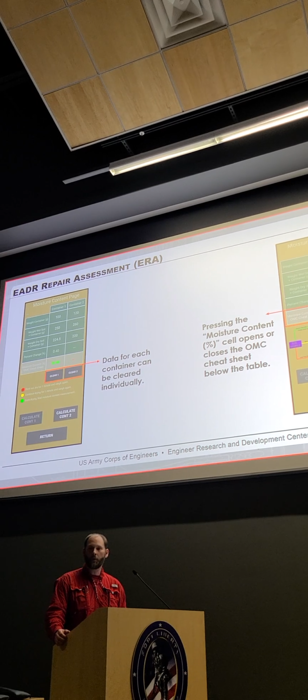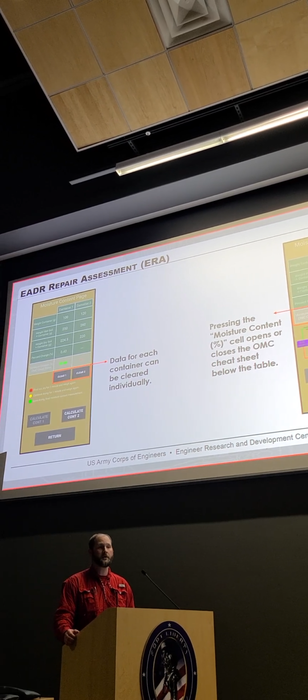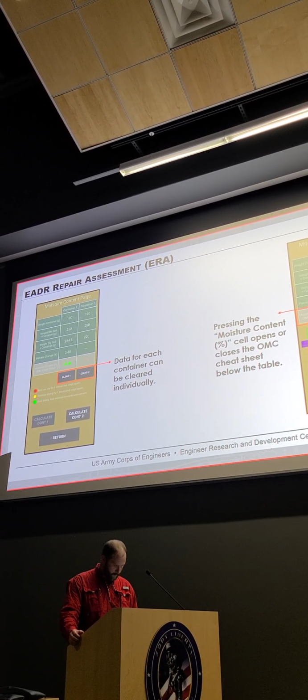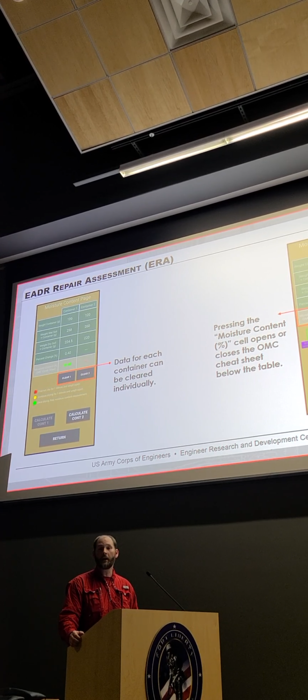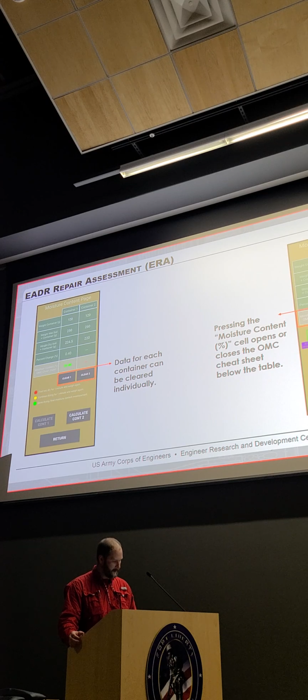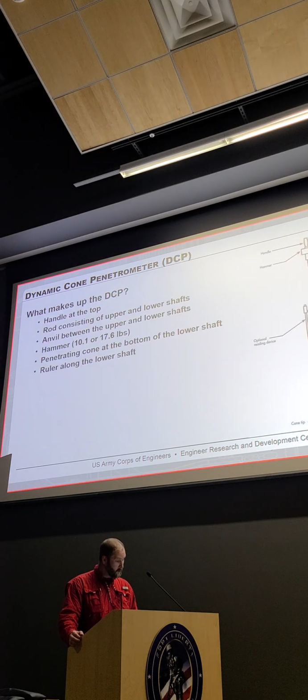Cheat sheet. If you press the bottom left cell to get around doing moisture, it'll open up a little cheat sheet for you saying for gravel and sand, optimal moisture is 46%. You know you've got to reach that. It's pretty basic stuff. Next slide. This one should be pretty easy.